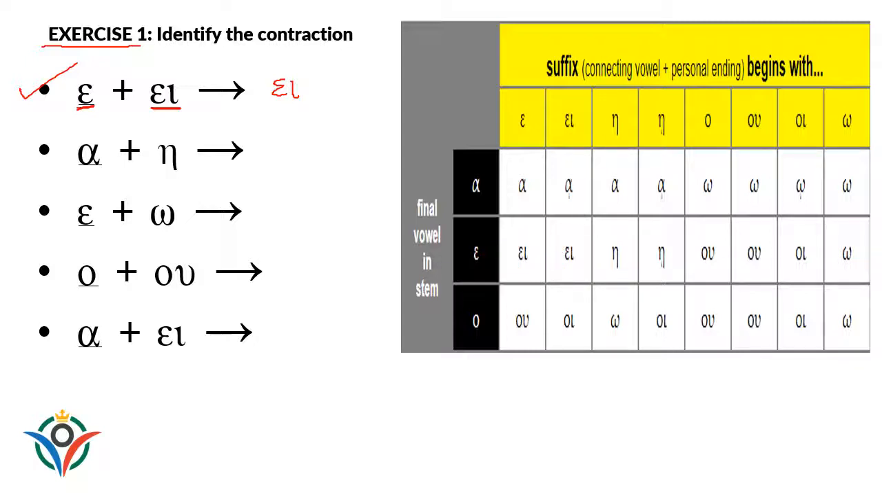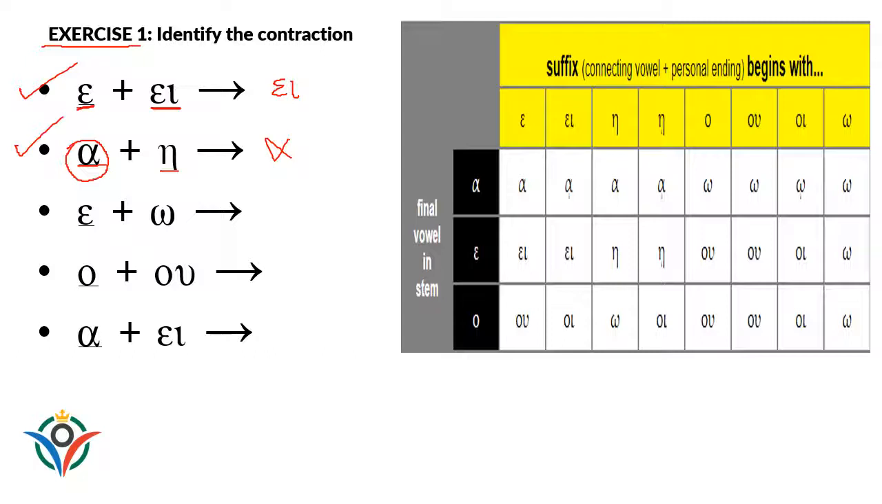Right, let's do our second example together. Here we have an alpha plus an eta. So what is going to happen here? All right, so there is no O-type vowel that is involved here, and so the connecting vowel is going to prevail in its longest form. Okay, and its longest form is an alpha. Okay, so it's going to remain an alpha.